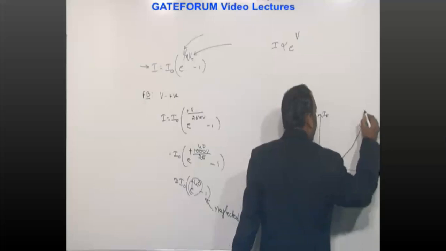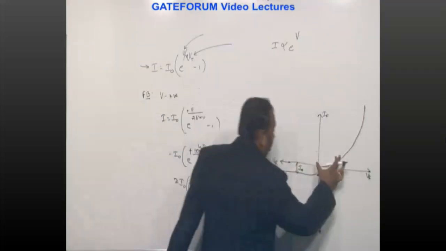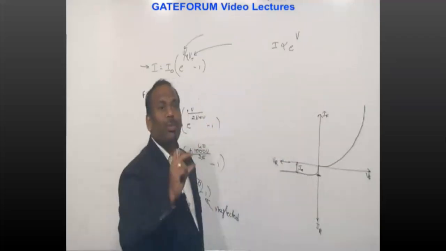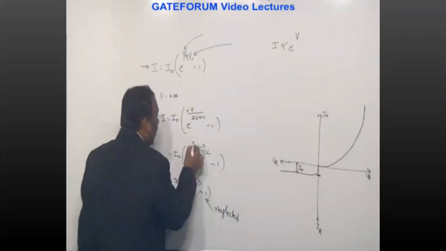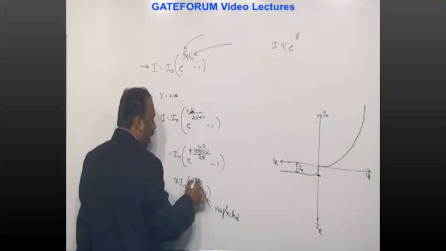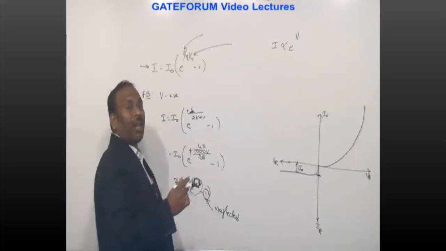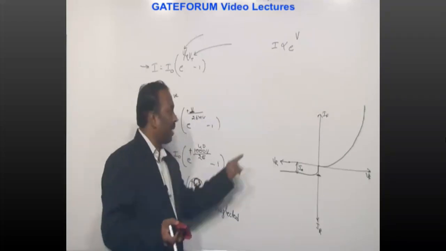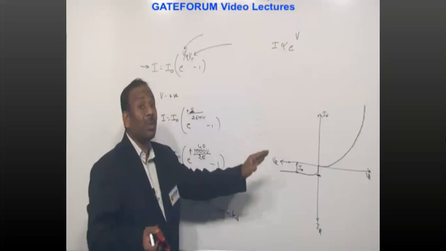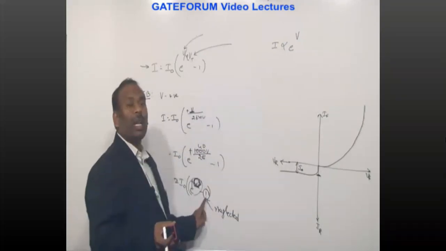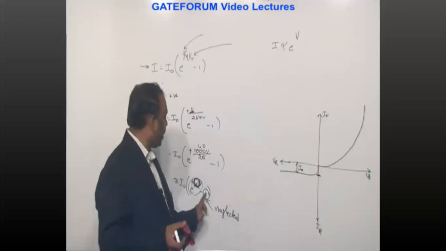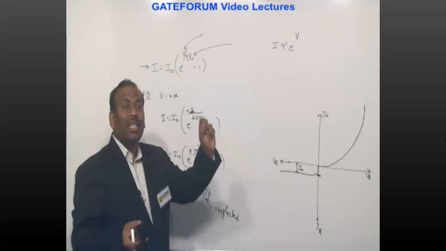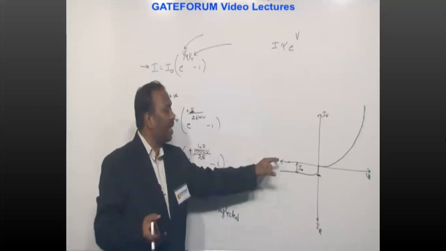Like this, it increases exponentially. But in the lower portion, it is not increasing exponentially. From here onwards, it increases exponentially. Because for very small voltages, this value is very small, then you cannot neglect one. For smaller values, one cannot be neglected. For larger values of V, one can be neglected, then it increases exponentially. Initially it is not exponential because of the involvement of one. After a certain point of voltage, you can neglect this one, then it increases exponentially. This is the way mathematically we can say that the VI characteristics are like this.